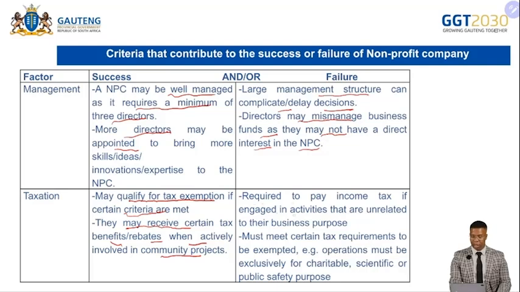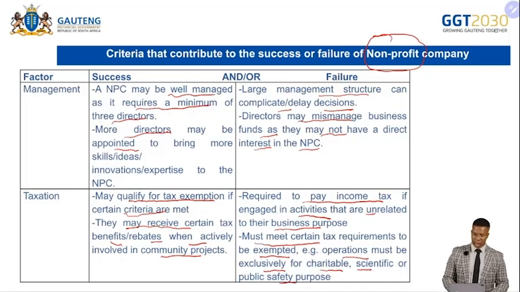However, on taxation, again, the failure is that it is required to pay income tax if engaged in activities that are unrelated to their business purpose. Remember, their business purpose is to make no profit. So they must meet certain tax requirements to be exempted, e.g., operations must be exclusive for charitable, scientific, public safety, and similar purposes.